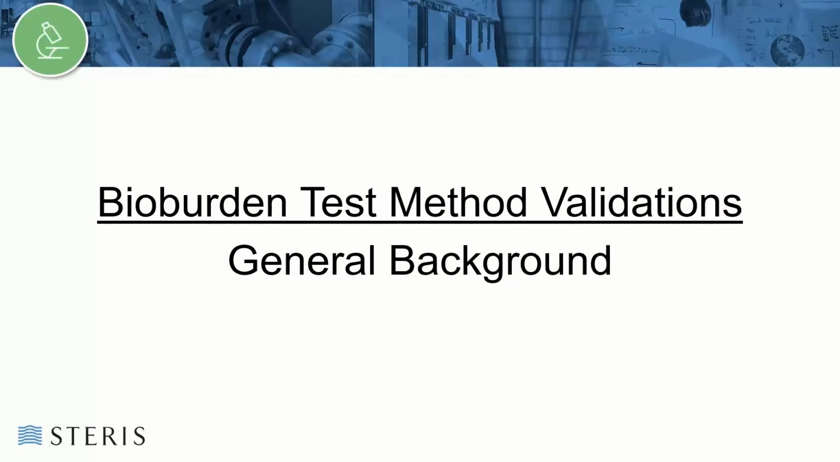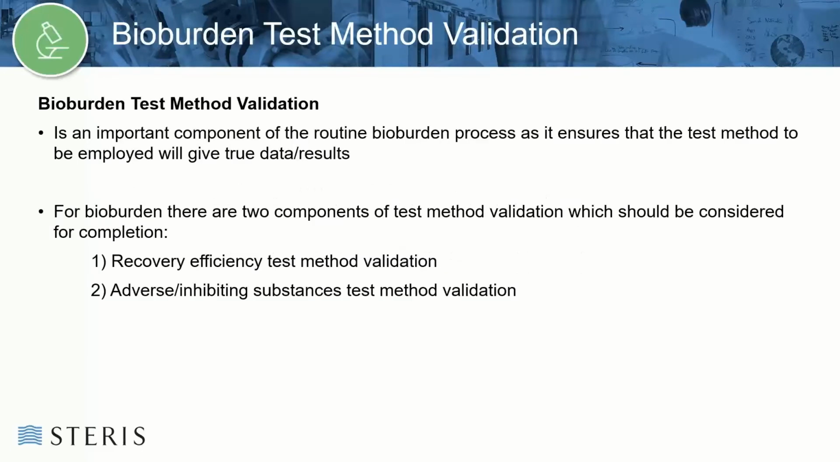So now let's look at the bioburden test method validations. Bioburden test method validation is an important component of the routine bioburden testing process, as it ensures that the method to be used will give accurate data and results, meaning that we are not grossly underestimating the bioburden. Note that the bioburden test method validation process may require sterile devices so that the product's natural bioburden does not contaminate the test, as a known level of artificial spiked organism may be employed.